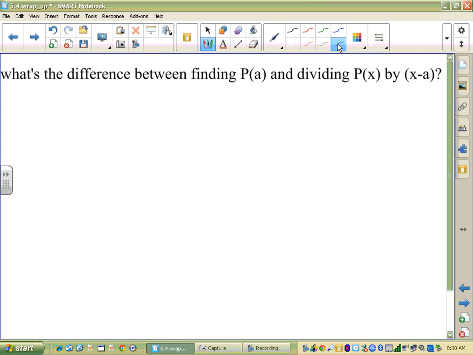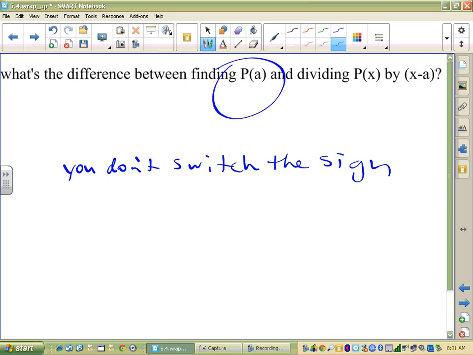What's the difference between finding P of A and dividing P of x by x minus A? Anybody got this one? You don't switch the sign here. When you're finding P of A, put A in the box. So what I'm saying here is when they give you a number, you put the number in the box.